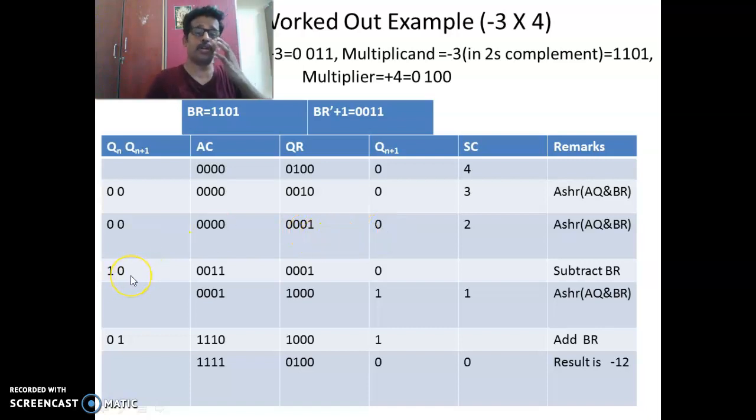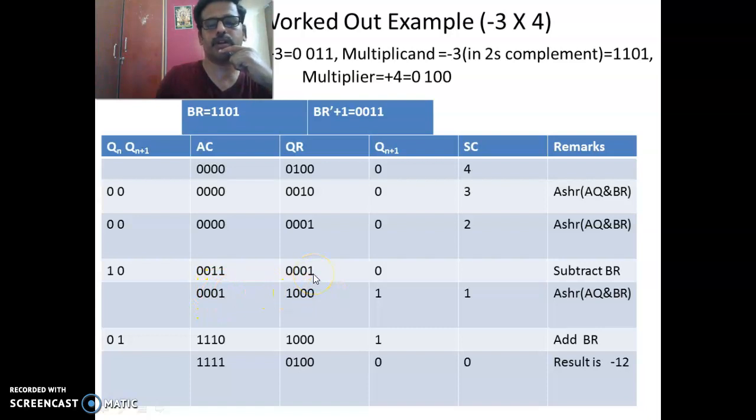So now the Qn, Qn plus 1 value is 1 0. 1 0 means we are going to subtract BR, right? Subtract BR is nothing but BR bar plus 1. So we are going to add the accumulator with BR bar plus 1. AC is already 0 0 0 0, added with 0 0 1 1, so we will be getting 0 0 1 1. This QR value will be retained as it is. Then after adding BR bar plus 1, we need to perform an arithmetic shift right.